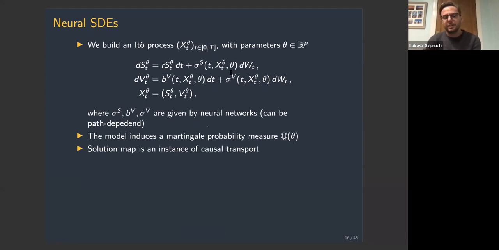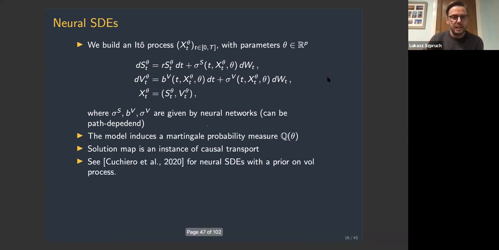Solution map, interestingly, there is, people are more interested in maybe some mathematical aspect. People working with robust finance recently brought about interesting ideas from causal transport. So this is optimal transport that is adapted to the filtration generated by whatever randomness we have in the system. So here the SDE is just an example of that.